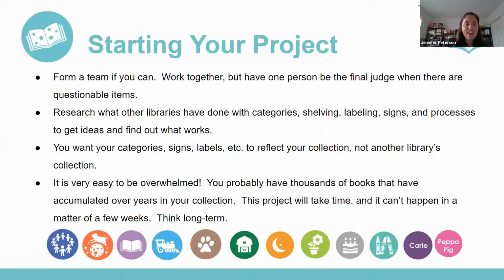When you're looking at your picture books and starting your project, it's overwhelming. With us, and I'll get to numbers later, we had over 10,000 books, just picture books. And it was a very well circulating section in our library. So a lot of people were wondering, why do this? It's already working.